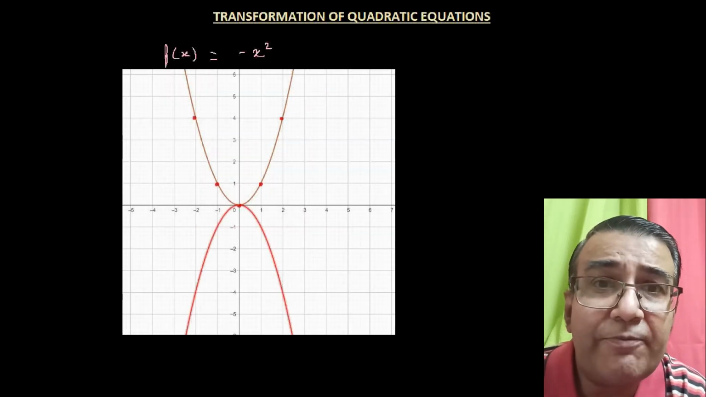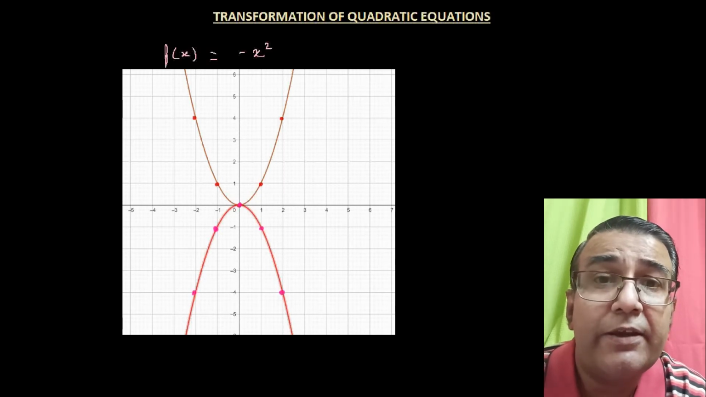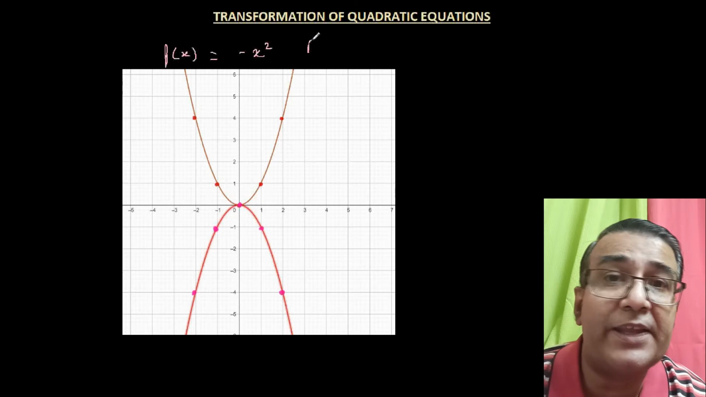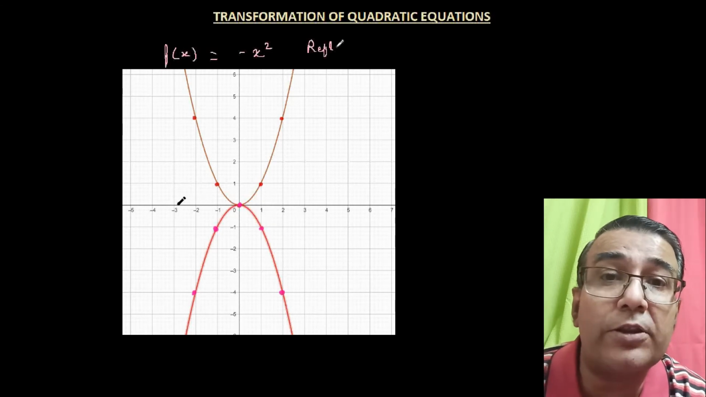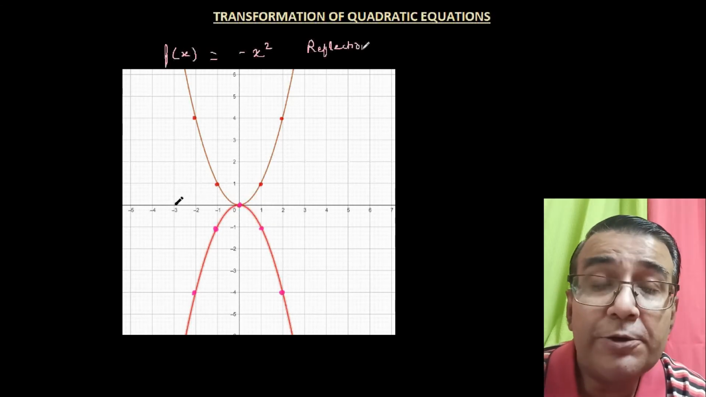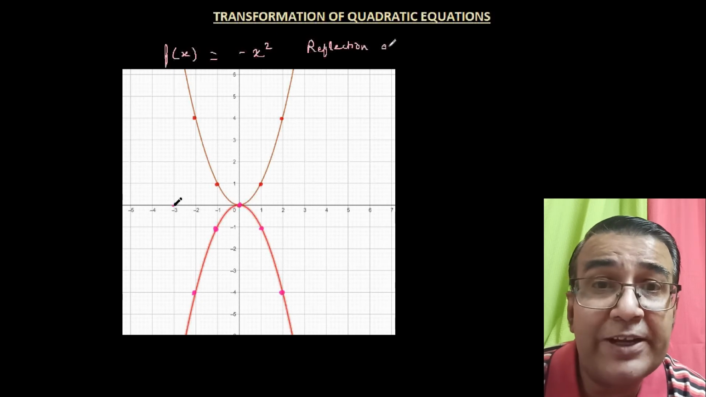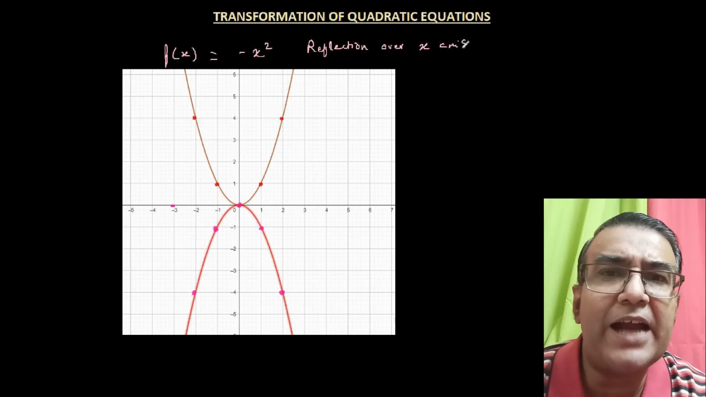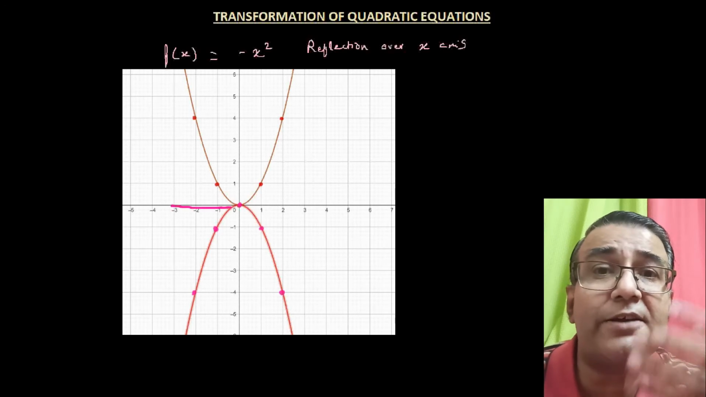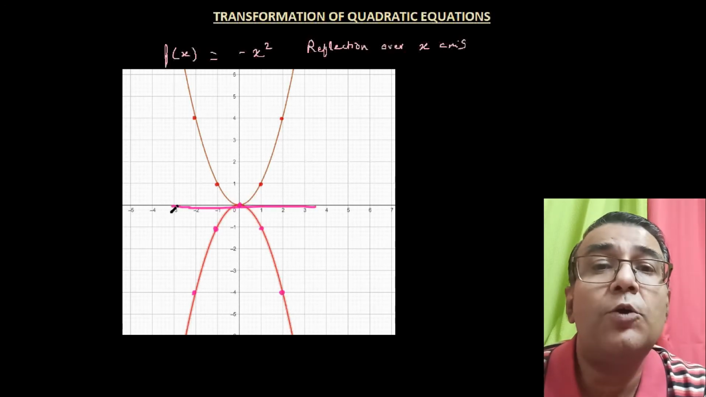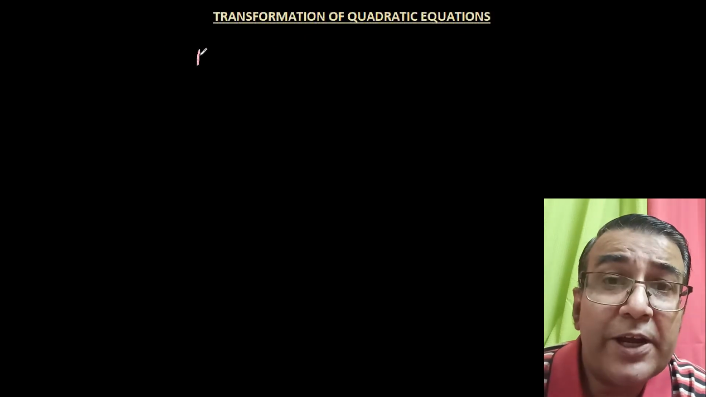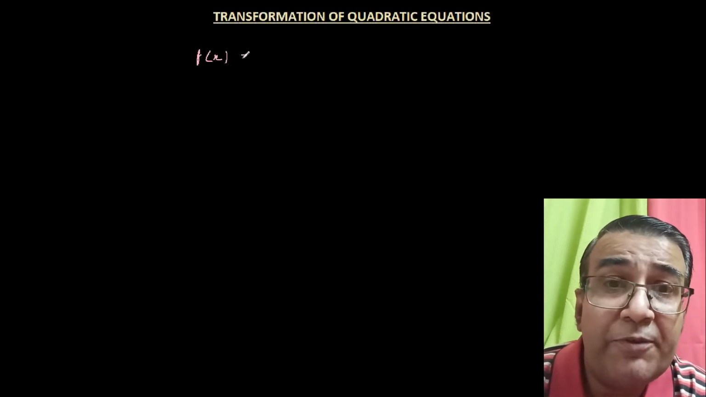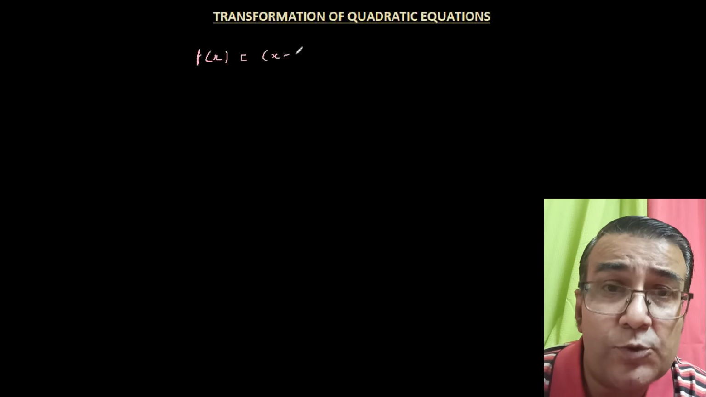Well, this looks like a reflection of the original x squared graph, and it has actually reflected vertically. That means it has reflected along the x-axis. So you could also call this a vertical reflection or a reflection over the x-axis. It's almost like we had a mirror here on the x-axis and the graph is just being reflected over the x-axis. Well, let's look at this quadratic function now. F of x is equal to x minus 2 whole squared.